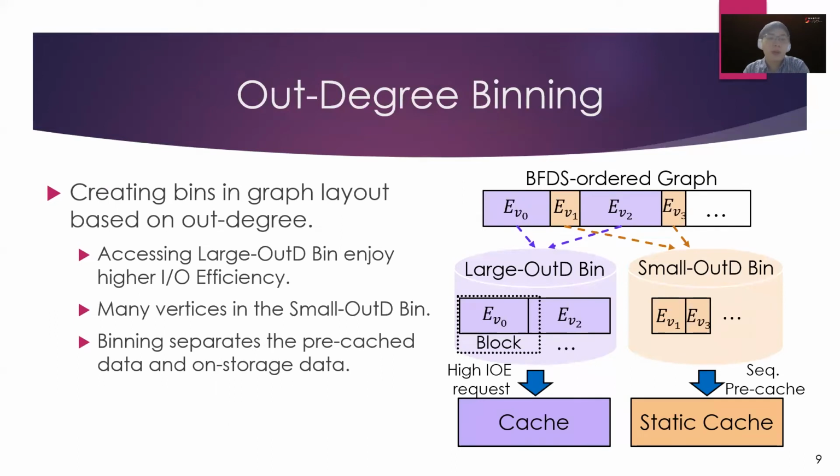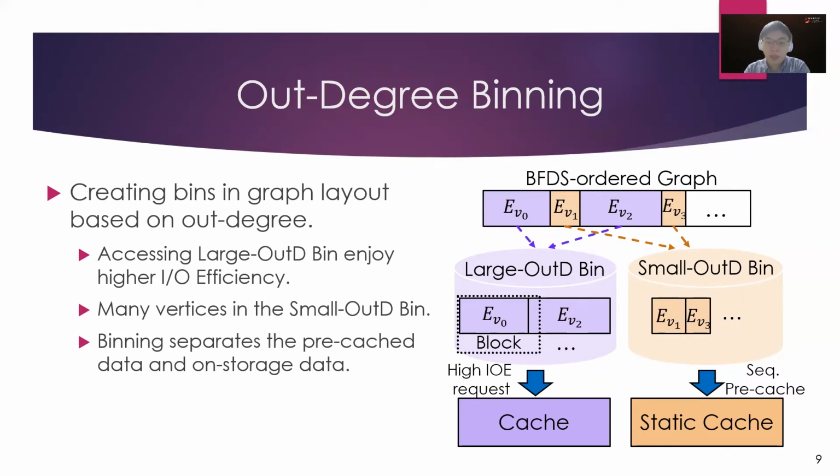So the next step of our reorder is the out-degree binning, which is proposed to further facilitate the pre-caching. In particular, based on the graph that is reordered by the BFS, the binning further creates multiple bins in the graph layout based on the out-degree of each vertex. And the right figure shows the idea of out-degree bin by separating the graph into two bins, which are the large out-degree bin and the small out-degree bin. The edges in the small out-degree bin can be sequentially pre-cached in the static cache, and we will load the edges in the large out-degree bin during runtime.